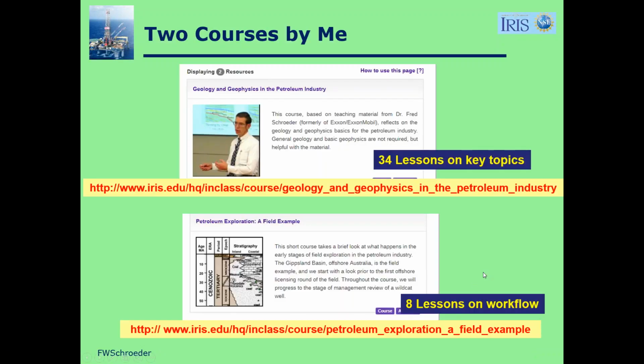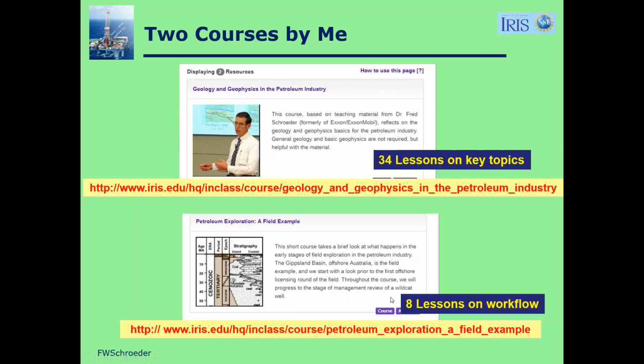Okay, and just a reminder, this is the second course that I've done through IRIS. The first one, Geology and Geophysics in Petroleum Industry. As I'm talking, if you don't know how to get there, the path is here in the yellow box with the red letters. Those have 34 lessons. And then we're doing the second course now, Petroleum Exploration.